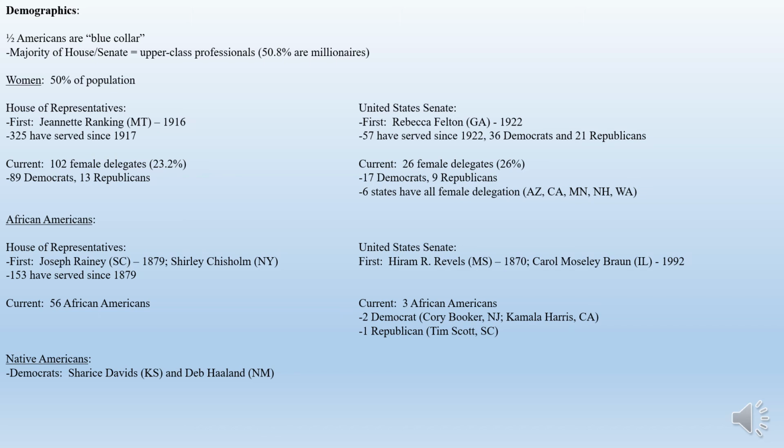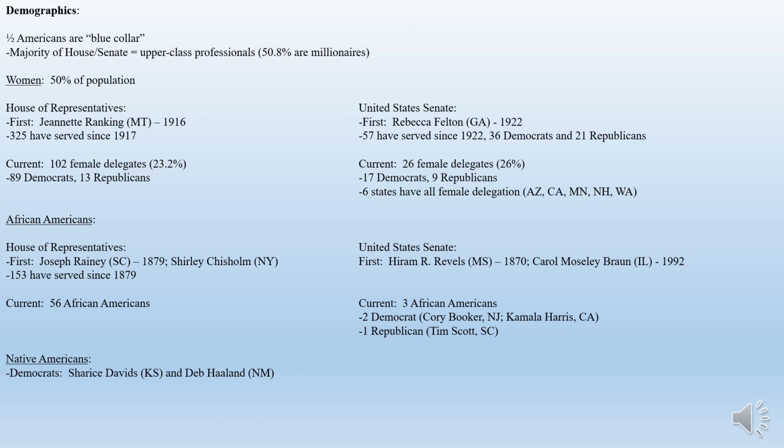The current makeup, again, is the largest in American history. We have 26 female senators. That's 26% of the U.S. Senate. 17 of them are Democrats. 9 of them are Republicans. 6 states have all-female delegations: Arizona, California, Minnesota, New Hampshire, and Washington.